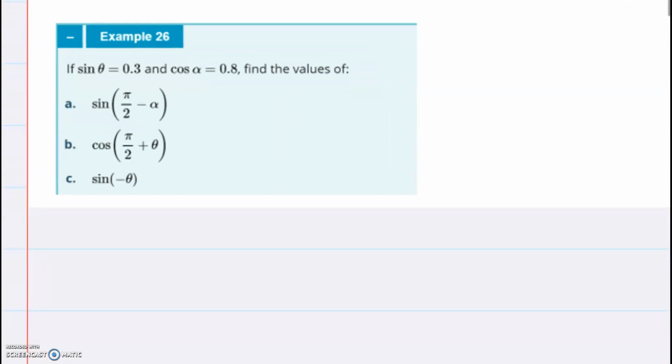So in example 26, you've got if sine theta equals 0.3, cos alpha is 0.8. So really that's just telling me in quadrant 1, if I was to take sine of angle theta, which is your y-coordinate of theta, that value is 0.3.